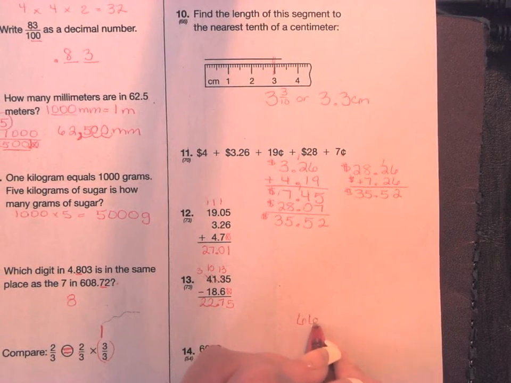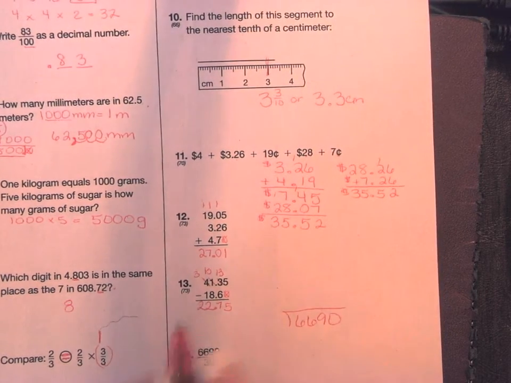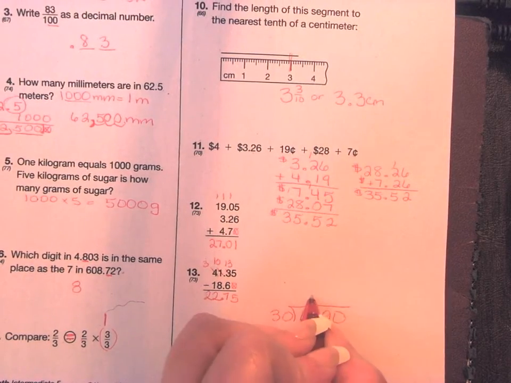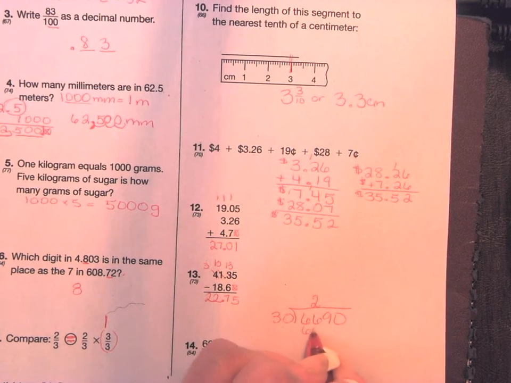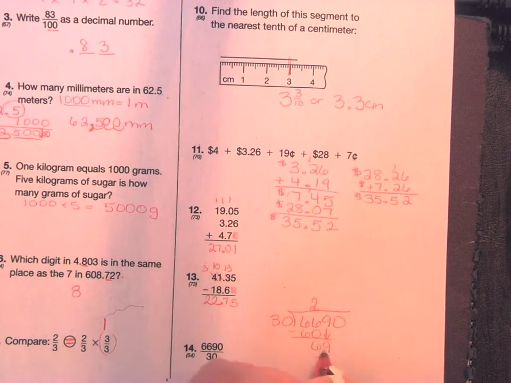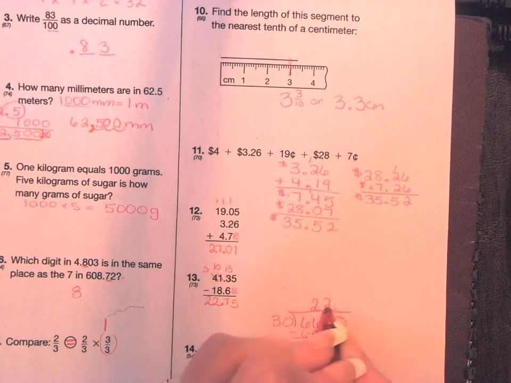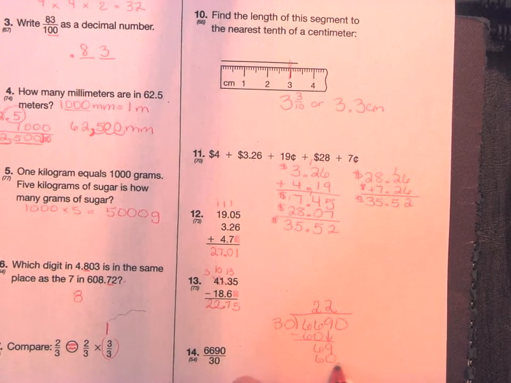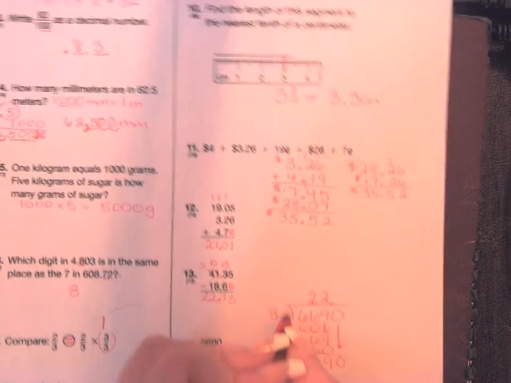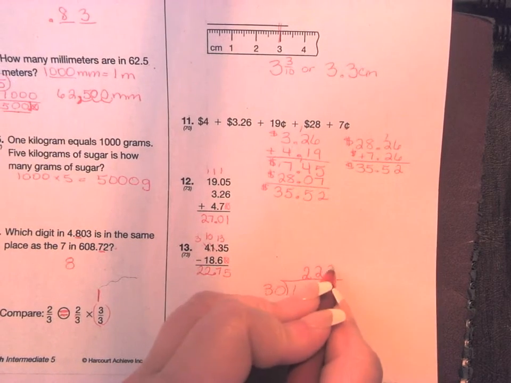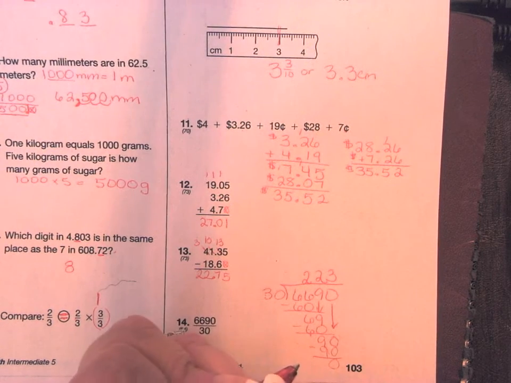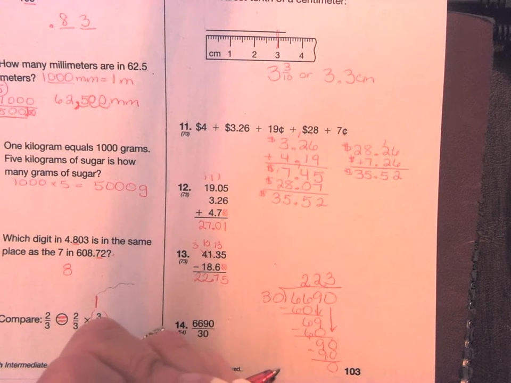We have 6690 divided by 30. All right, so how many 30s can I get out of 60? 2. 2 times 30 is 60. Subtract. Bring down my 9. How many 30s can I get out of 69? 2. 2 times 30 is 60. Subtract. Bring down my 0. How many 30s can I get out of 90? 3. 3 times 30 is 90. Subtract, we have 0 left over, so 223 for number 14.